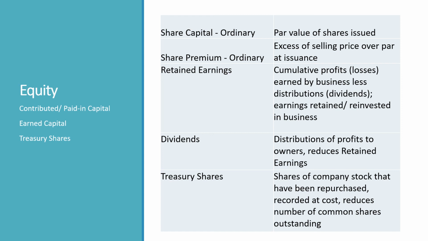Dividends are a reduction of retained earnings and stockholders' equity. A dividend is a distribution of profits to the owners. And then finally, treasury shares is a contra equity account, meaning that it is also going to reduce total stockholders' equity. Treasury shares are shares of the company's stock that have been repurchased. So the company has gone out on the market and bought back some of their stock. It reduces total stockholders' equity, and it also reduces the number of common shares or ordinary shares outstanding.